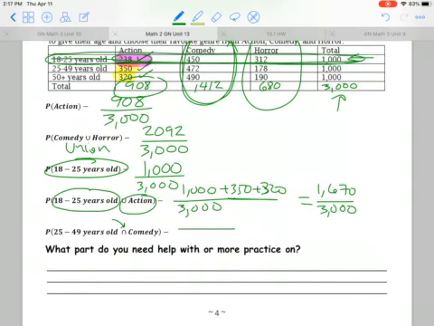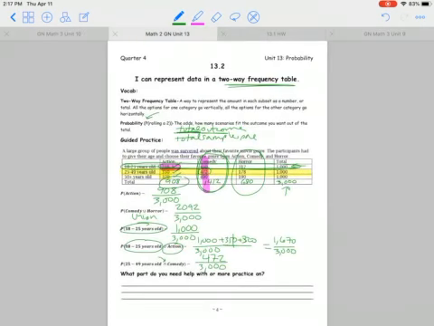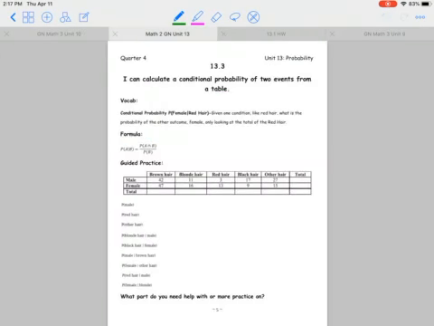When we do an intersection, that's when you look at just where they cross. So 25 to 49 in comedy, so 25 to 49 intersect with comedy. So that is right there. 472. And that right there is 13.2. Yeah, I think that's all I put.